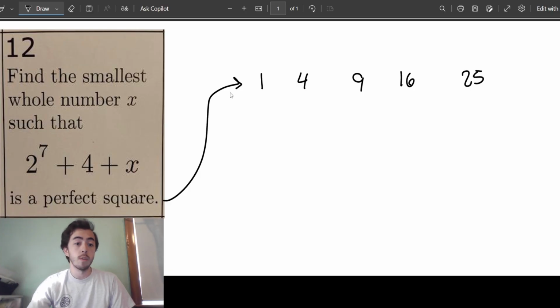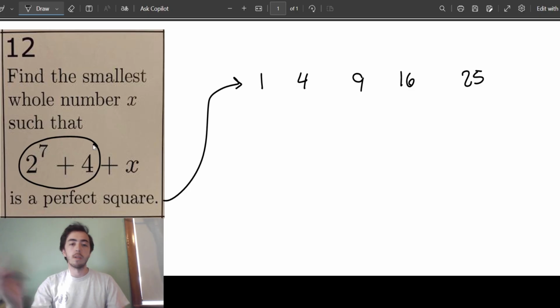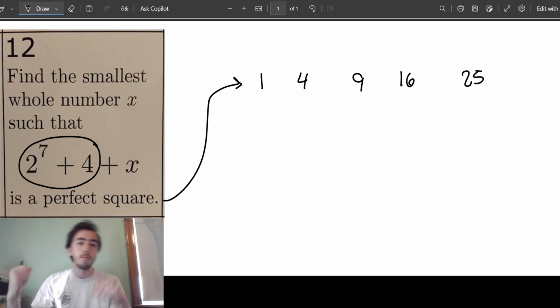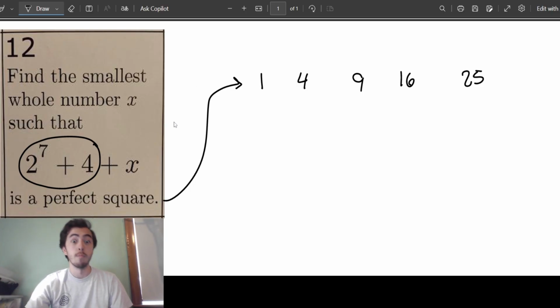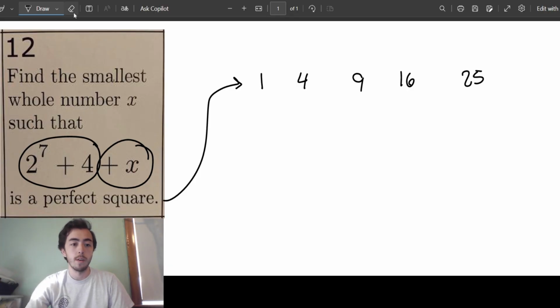So for today, we need to figure out how much this is, and then we will figure out the perfect square numbers below it and above it. And I think the one above it is going to be the more important one because we need to add some number onto it so that we get a perfect square.